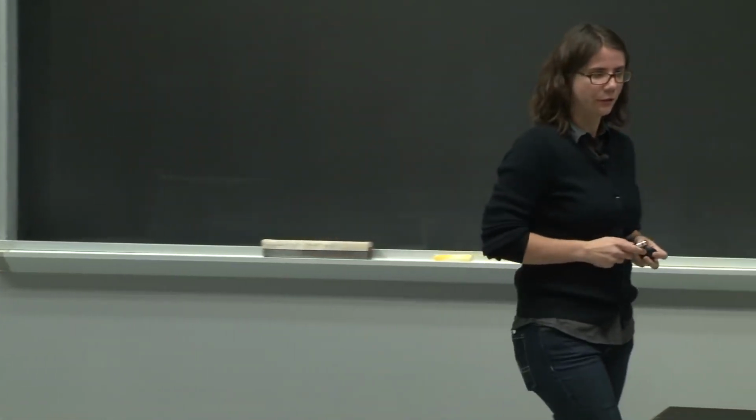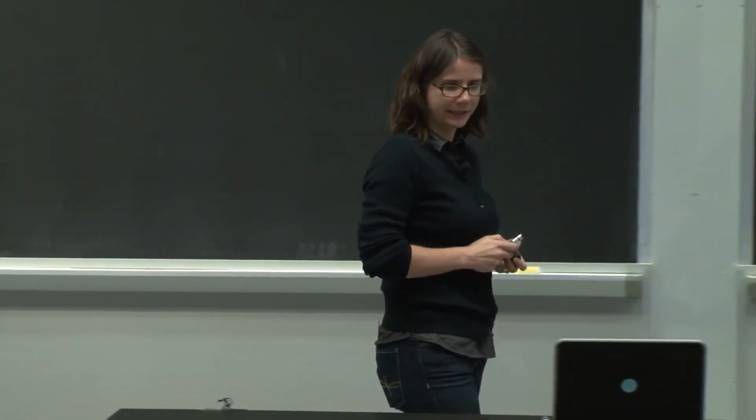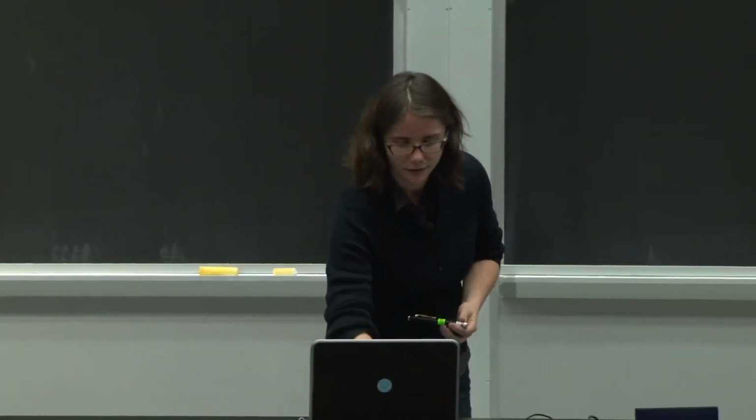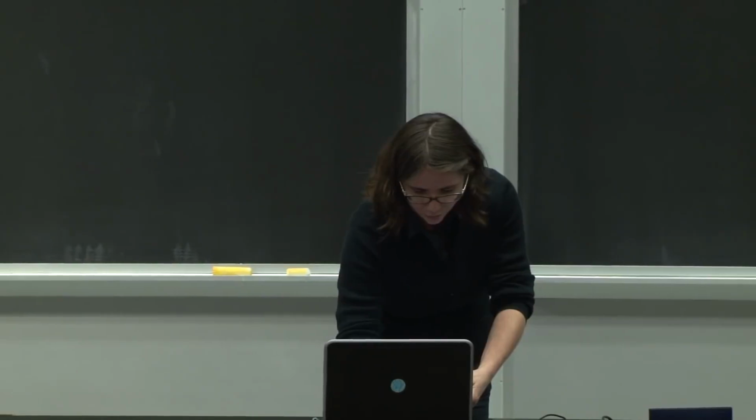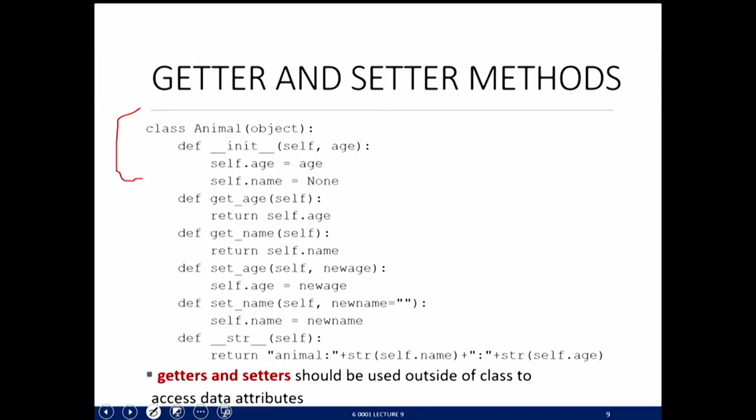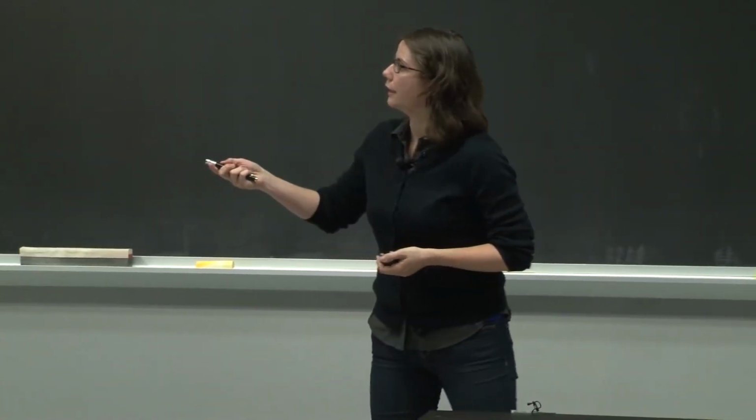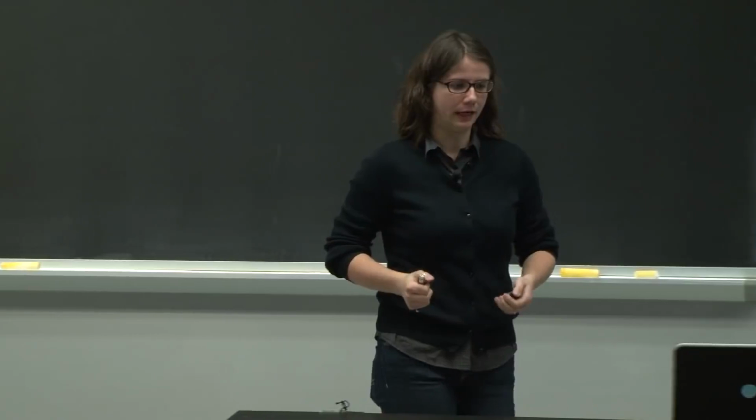All right. So now we have this class animal. We've done the first part here, which is to initialize the class, right? So we've told Python how to create an object of this type. There's a few other methods here that I've implemented.